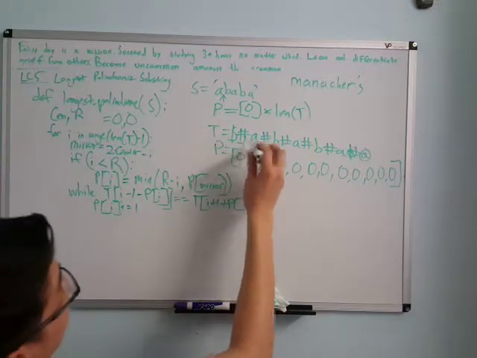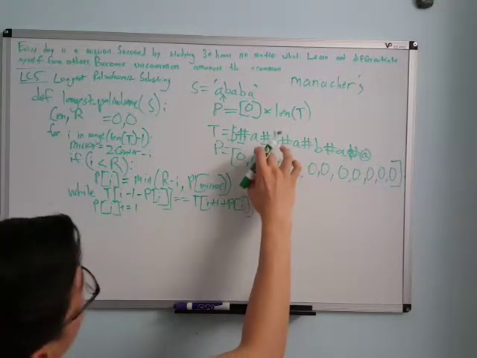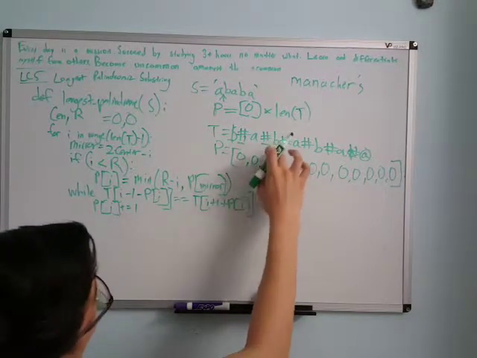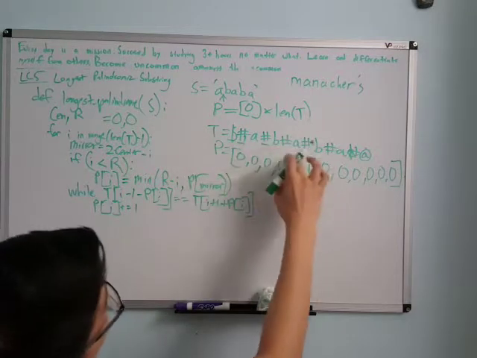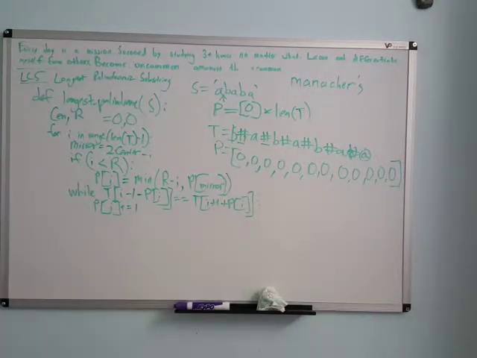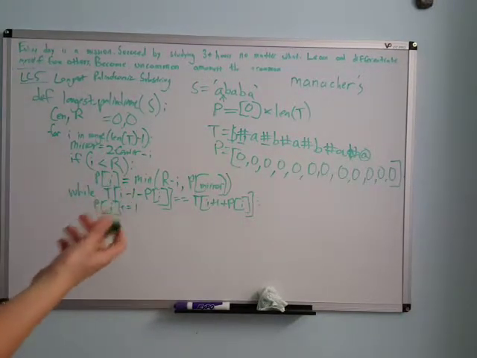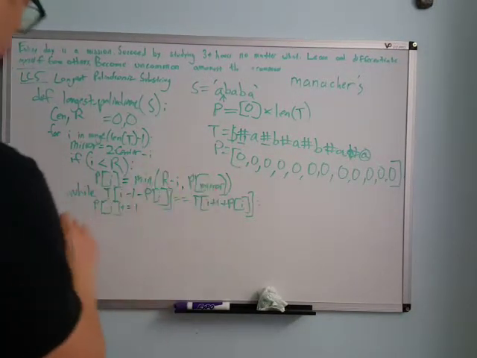So at this index, P[i] should be 1, and then at this index, it should be 0. At B, it should be 1, 2, 3, because they're the same. So that's what we'll see is going to happen. And then we need to check, well, is I less than R? No, it's not.